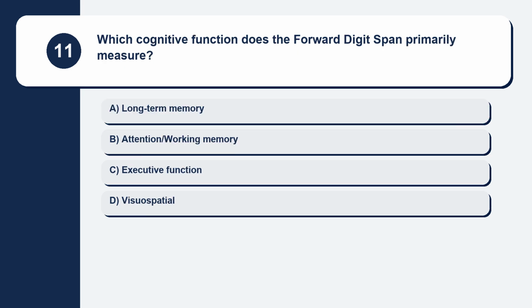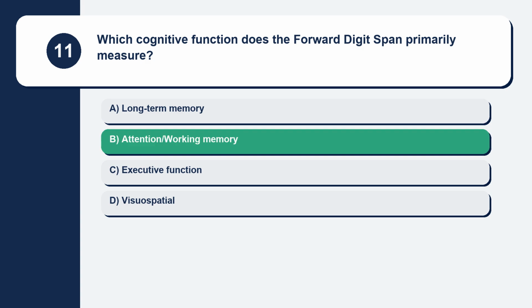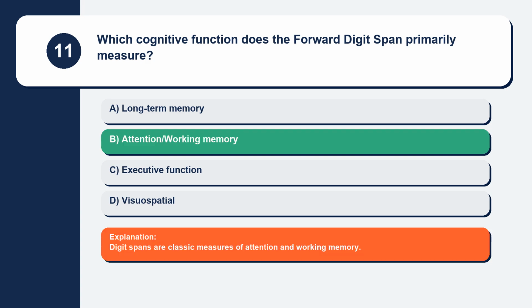Question 11. Which cognitive function does the forward digit span primarily measure? Long-term memory. Attention/working memory. Executive function. Visuospatial. Digit spans are classic measures of attention and working memory.